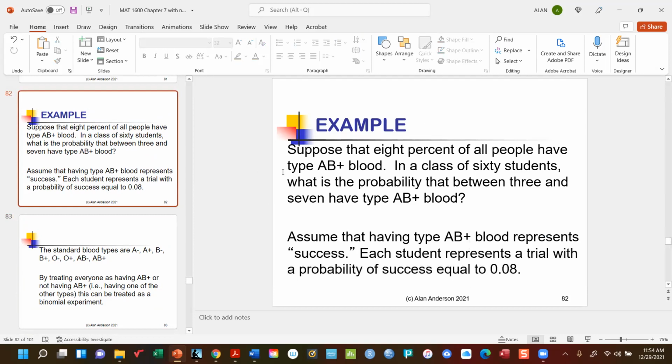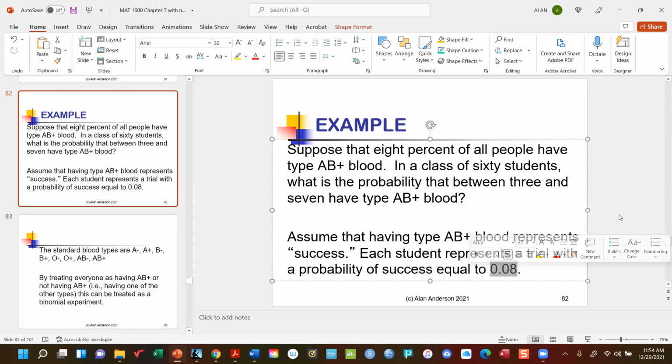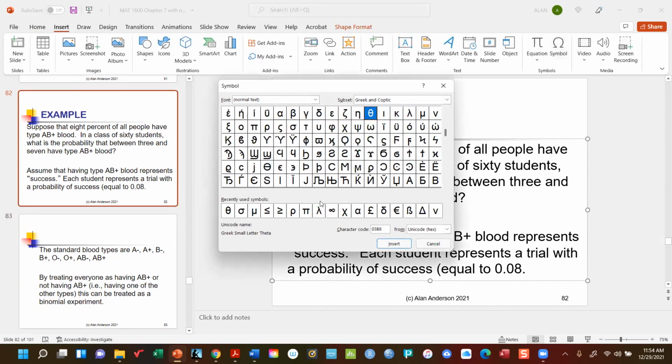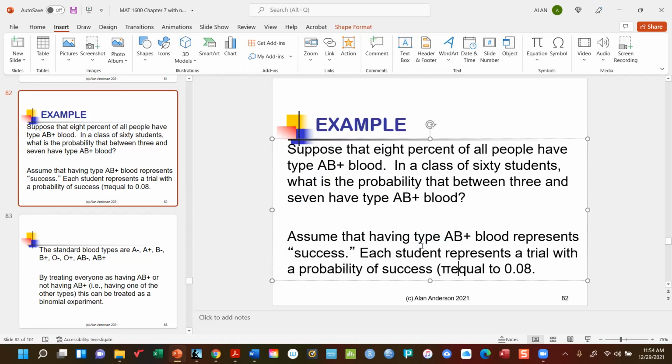And if we think of AB positive as a success, then the probability is 0.08. Remember, the probability of success, we are using the letter pi to represent that. So imagine that for some reason the local blood bank desperately needs donations from people who are AB positive. That's why this might matter, because they only need AB positive. So they're going to try to find out who's available to potentially give blood. And so we want to know what's the probability that somewhere between 3 and 7 have AB positive.